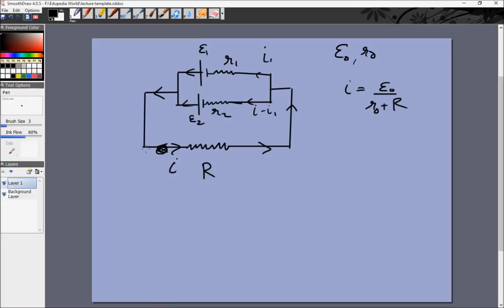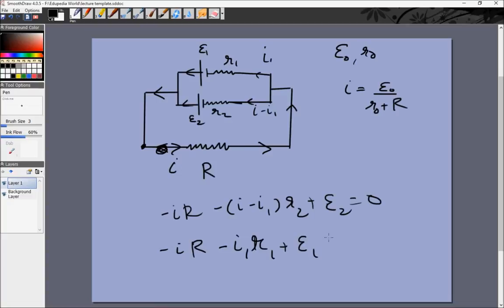So the first, if you start from here, the first law will be minus IR, then going in this direction, minus (I minus I1) R2 plus E2 is equal to 0. Then for the upper loop, we'll have minus IR minus I1 R1 plus E1 is equal to 0. Now the first step I'll try to do is eliminate our I1 because I1 is something we don't know, right? So first I'll try to simplify this a little bit. These are the two equations.